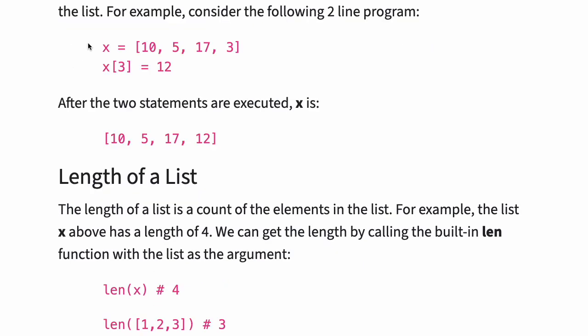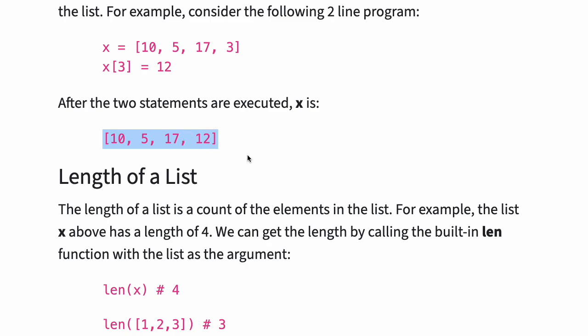For example, consider the following 2-line program. In the first line, Python assigns the list [10, 5, 17, 3] to variable x, and then in the second line, Python assigns 12 to x[3]. After the 2 statements are executed, x is the list [10, 5, 17, 12].